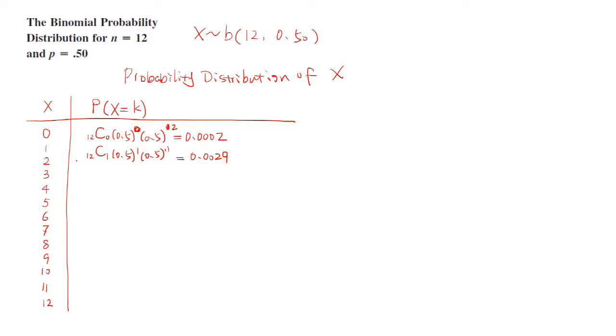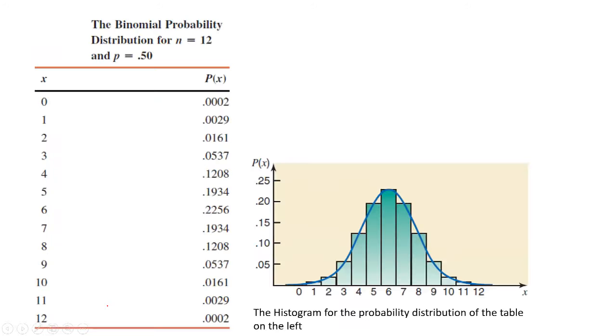So the probability of X being 2 is 0.0161, right? I will not list all the values. Let's have a look at this table. The table here lists the probability distribution of X with its corresponding probabilities. And then we can use this table to draw a diagram. The green bars represent a histogram for the probability distribution of the table on the left.